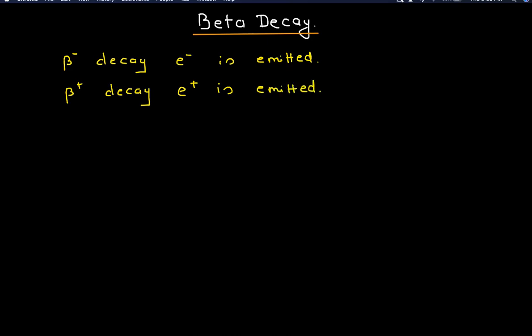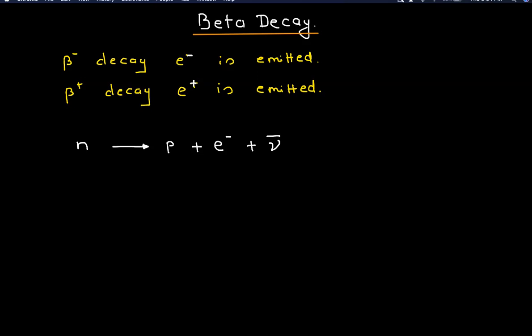Okay, so how does an electron get emitted? We're talking about the nucleus here. The nucleus emits the electron. What happens in beta minus decay is a neutron converts to a proton, and because of charge conservation, one electron has to get emitted. Inside the nucleus, a neutron converts to a proton and one electron is emitted. And there is one mysterious particle also that gets emitted, which is the antineutrino. Okay. So this is beta minus.